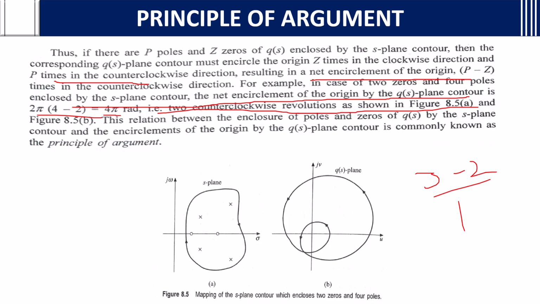In figure 8.5b, this relation between the enclosure of poles and zeros of Q of S by the S-plane contour and the encirclements of the origin by the Q of S plane contour is commonly known as the principle of argument. This is nothing but the principle of argument.